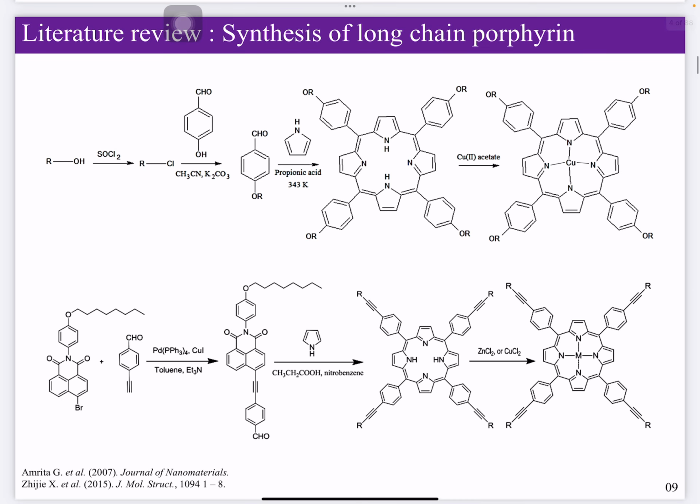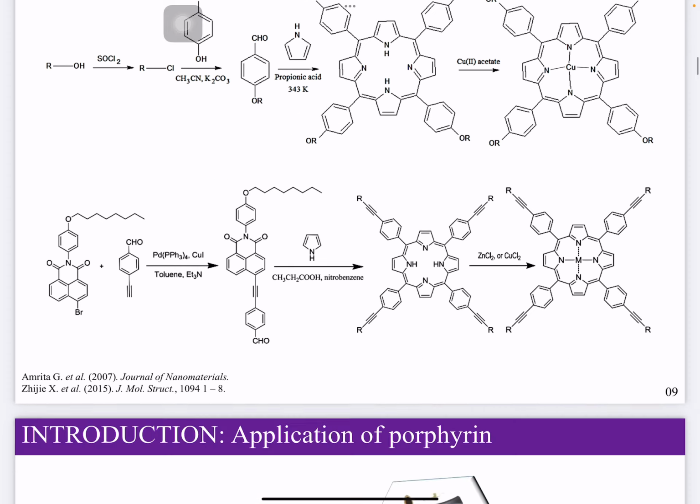To synthesize the long chain porphyrins, we have to prepare the aldehyde first. When we get the aldehyde, it reacts with pyrrole using propionic acid at 343 kelvins by refluxing. After we purify the free base porphyrins, the metals are attached to the metal center using metal acetates, including copper acetate, silver acetate, and potassium chloroaurate, to provide the metal ion to the center of the porphyrins.